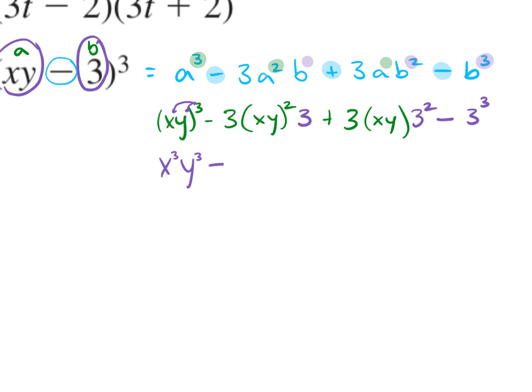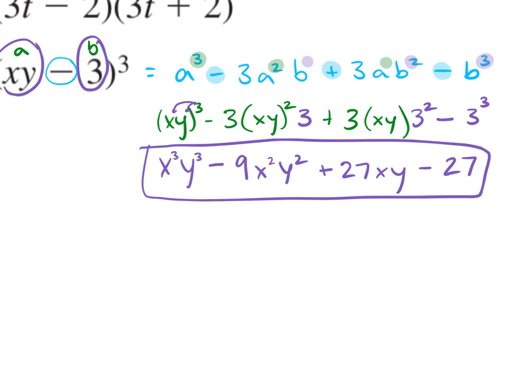Minus our coefficients, which would be 3 times 3, which is 9. And what would come next? X squared, y squared. Plus, what is 3 squared? 9. And 9 times another 3? 27. xy. Minus, what's 3 to the third power? 9. 3 to the third power. Oh, 27. So this would be our answer.